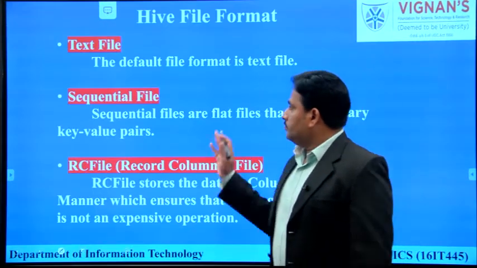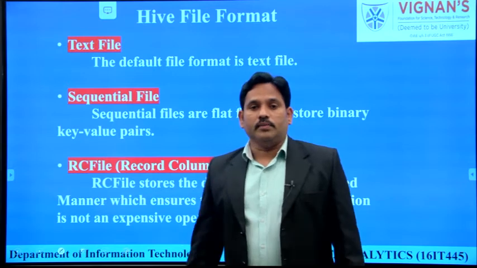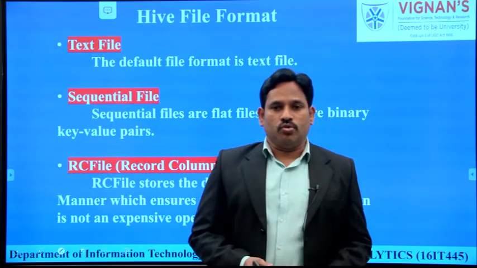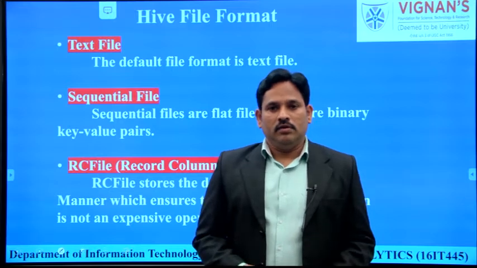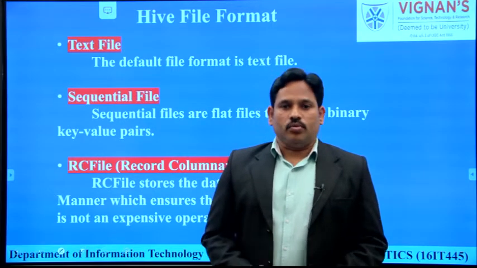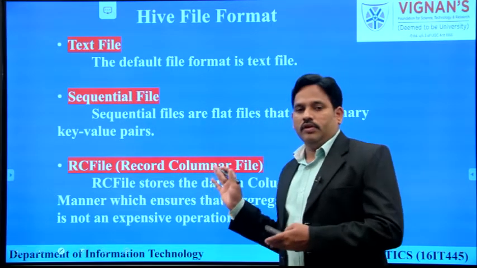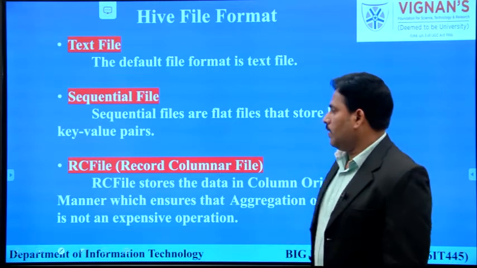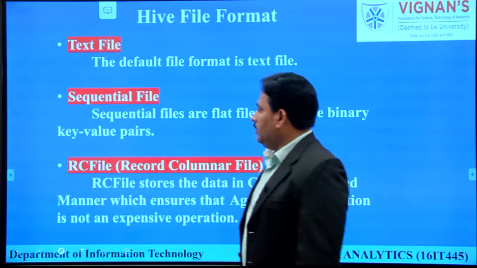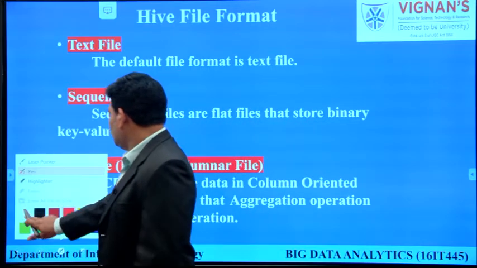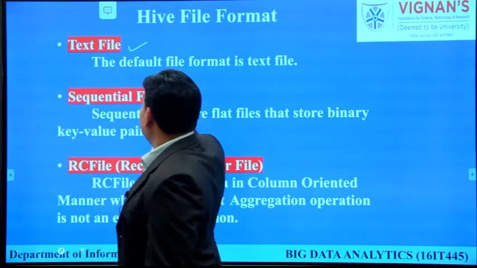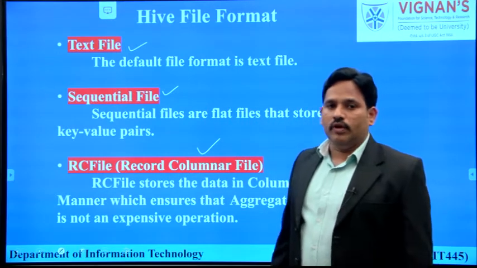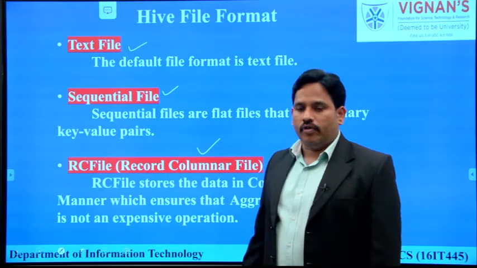Now, what are the different types of file formats that Hive offers? That means if you want to store data in the Hive environment, what formats does it support? Hive supports nearly three different types of file formats. They are text file, sequential file and record columnar file, which in short form we call the RC file format.